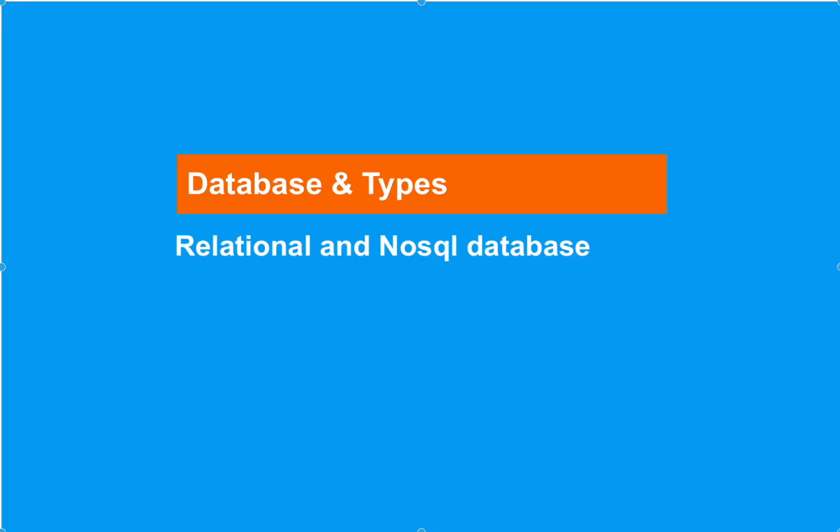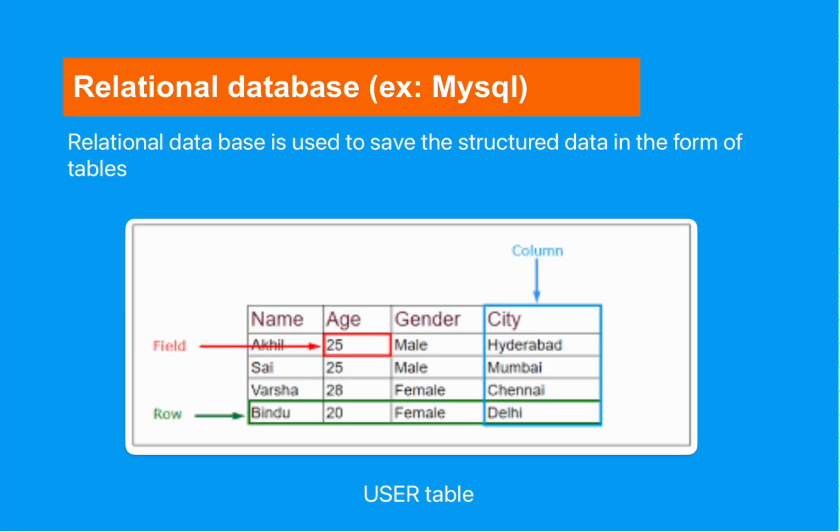Hey everyone, in this video we are going to cover the two most popular types of databases, relational database and NoSQL database. Let's break them down and see what makes each one unique. First, let's talk about relational database, that is RDBMS. These are the classic traditional type of database.